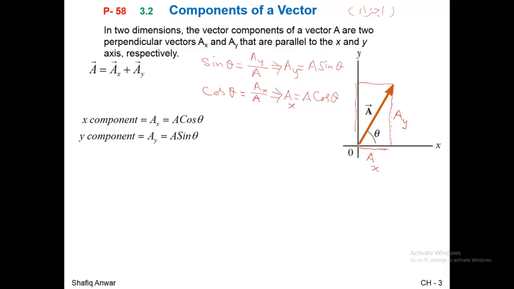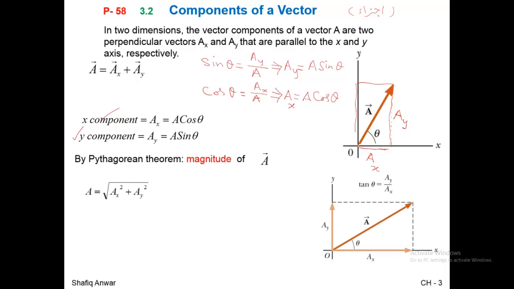Now we call it the x component and this is the y component. Now if you are given theta and the vector A magnitude, you can easily find out the x and y components. If you are given A and theta, you can find out ax and ay. But if you are given ax and ay, you can find out the magnitude of the resultant vector A by the Pythagoras theorem. This is the triangle, a right angle triangle. This is ax, this is ay, this is again ay.